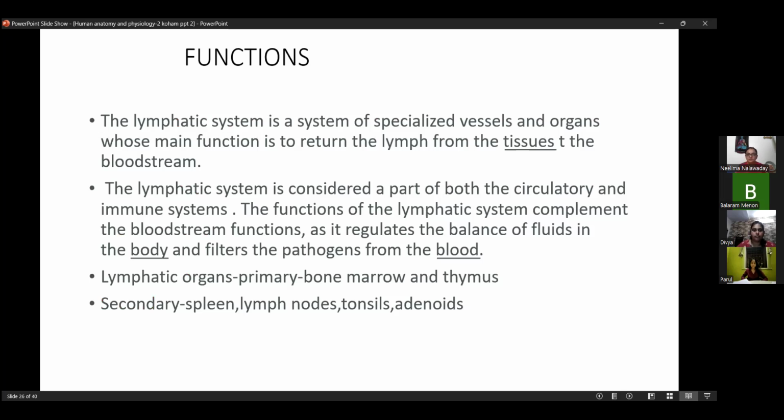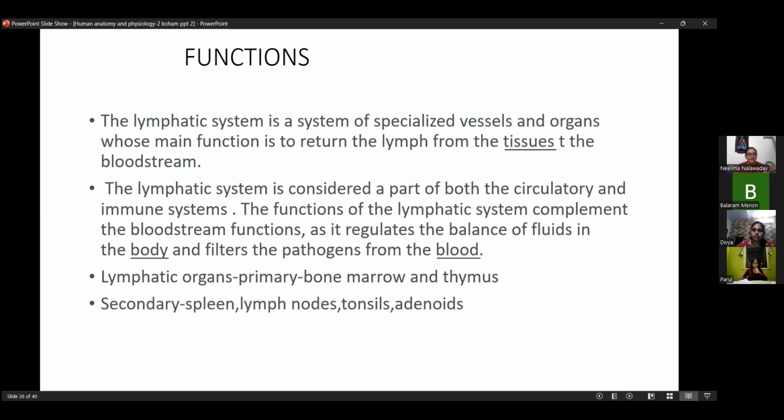The lymphatic system is a system of specialized vessels and organs whose main function is to return the lymph from the tissues to the bloodstream. So sometimes veins, their lumen or diameter is not that big, and some waste material from tissue or extracellular fluid that veins cannot carry towards the heart. So lymphatic vessels, they carry that waste material and they drain it into major veins so that veins can drain it into heart. So like that, it is backup system.